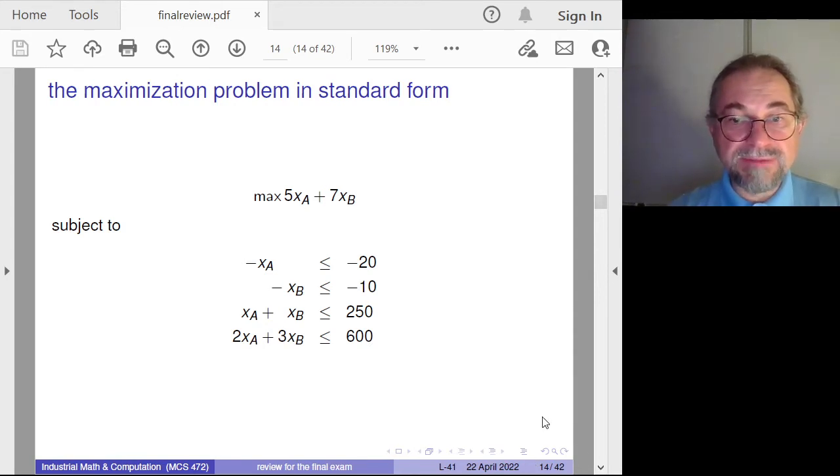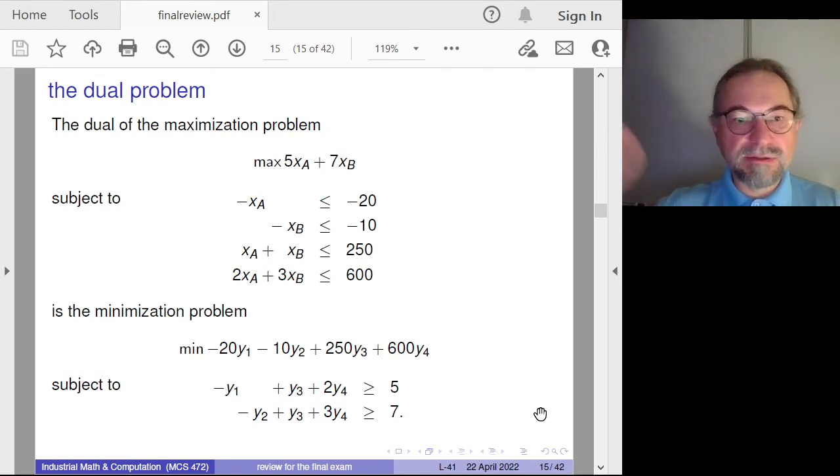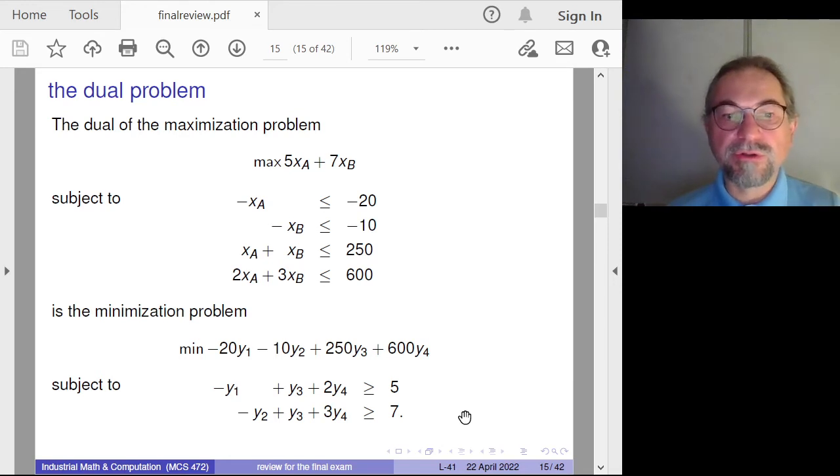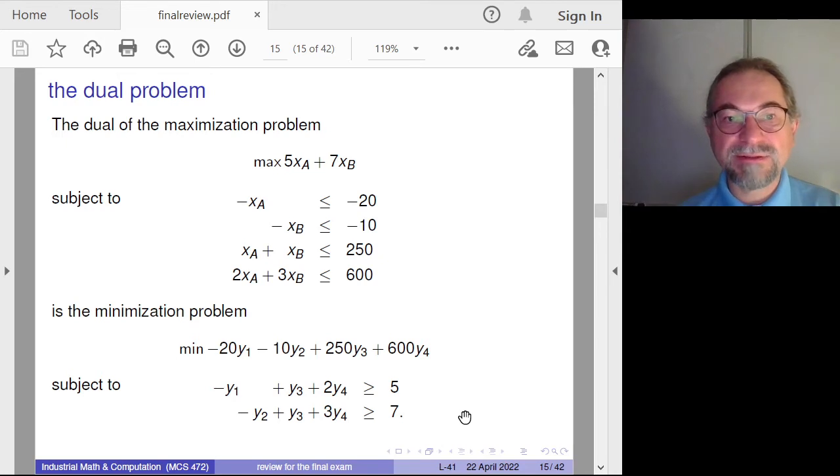Okay, once we have the standard formulation, the dual problem follows almost immediately. First of all, look at the dimensions. We have 2 variables and 4 constraints. In the dual problem, we have 4 variables and 2 constraints. The units of 5 and 7 are dollars, so we minimize costs subject to certain constraints. That also shows that the units of y1, y2, y3, y4 are actually dollar amounts. So we minimize the cost instead of maximizing the profit.